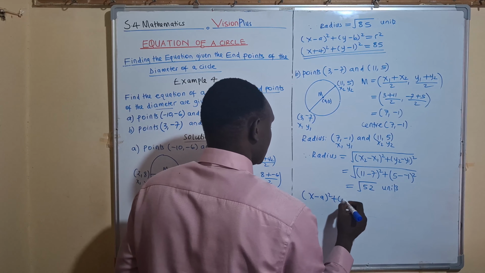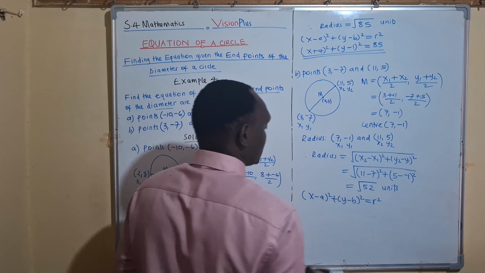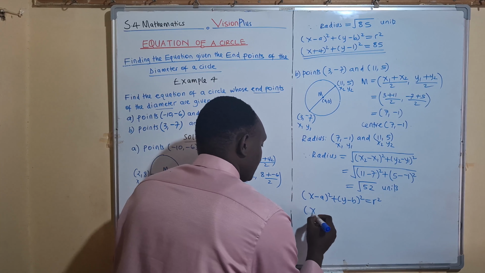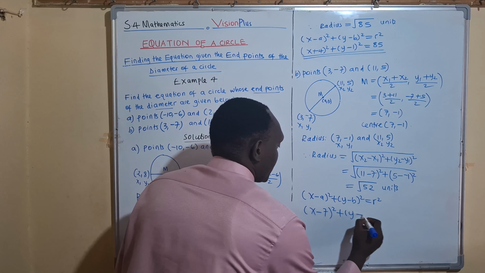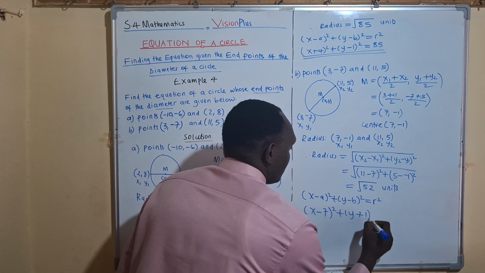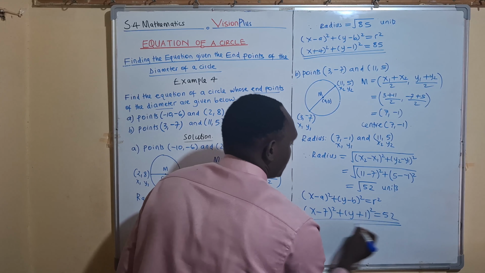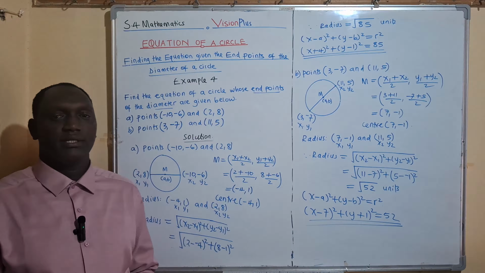To me, I want the factorized form. It is easier, faster, and less complicated. So substitute for a and b. (x minus a) is (x minus 7) squared plus (y minus b), b is -1, making it positive, equals 52. So this is the solution to part B, and that is the overall solution to example 4.